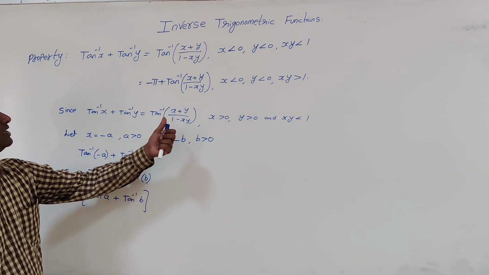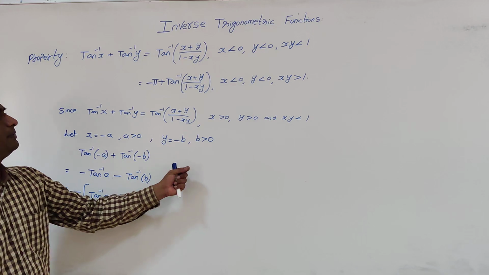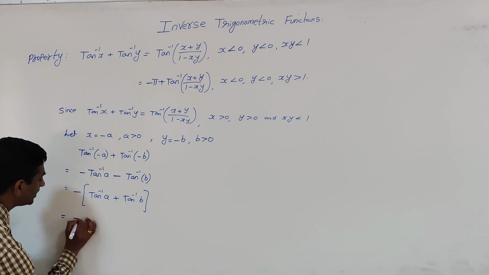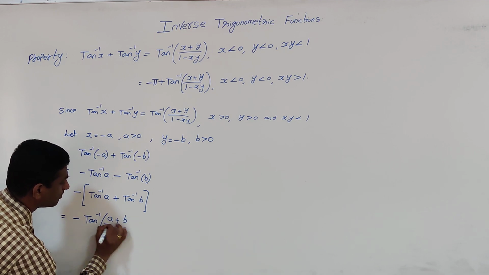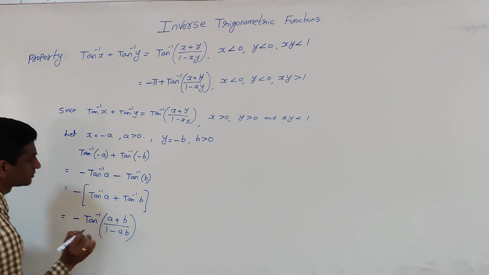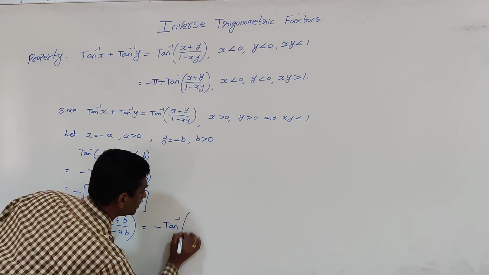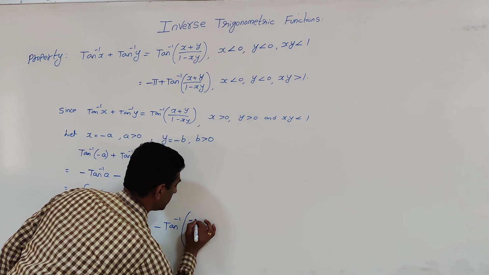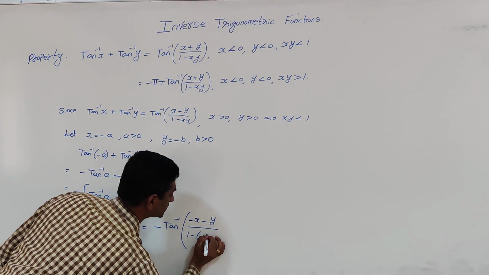And what about the product? Minus a into minus b means ab, and ab is less than 1. ab is less than 1 means what we can have? Minus of tan inverse of (a plus b) by (1 minus ab). But replace with our original values. What is a from this? As x is equal to minus a, a will be minus x, and b will be minus y. So it is (minus x minus y) by (1 minus x into minus y).